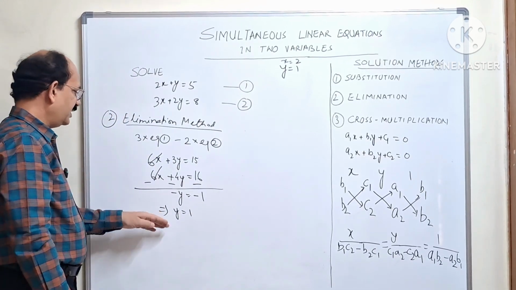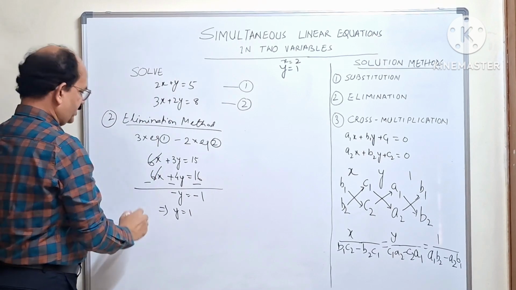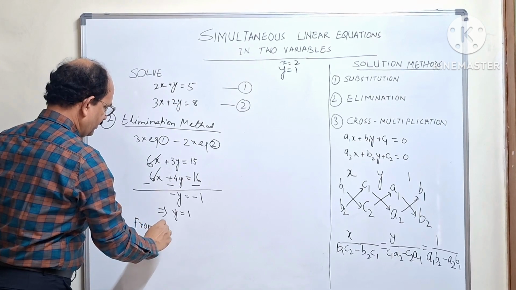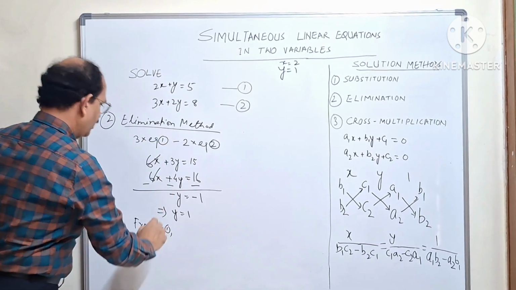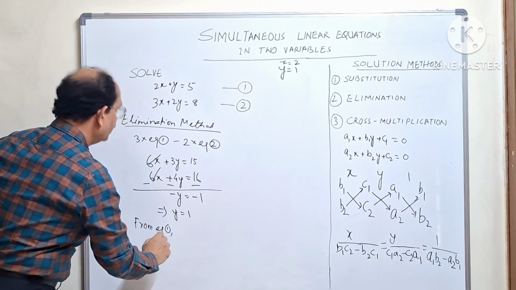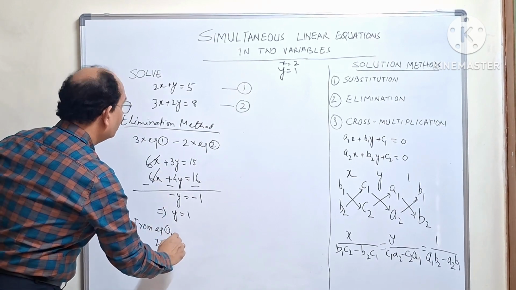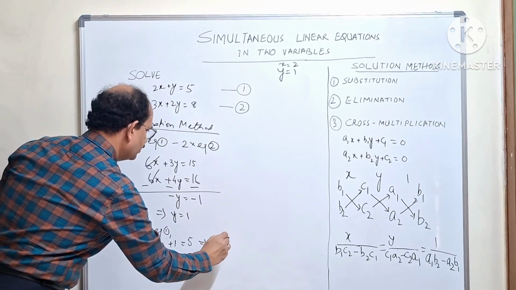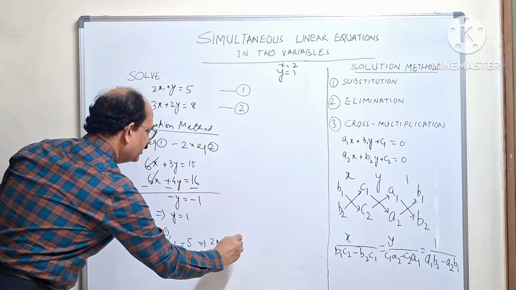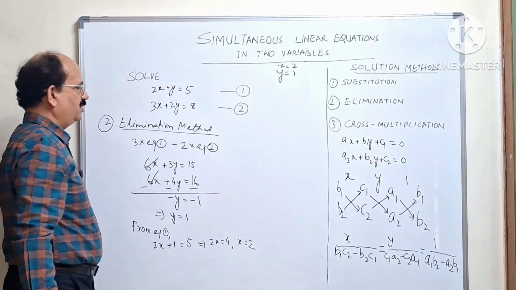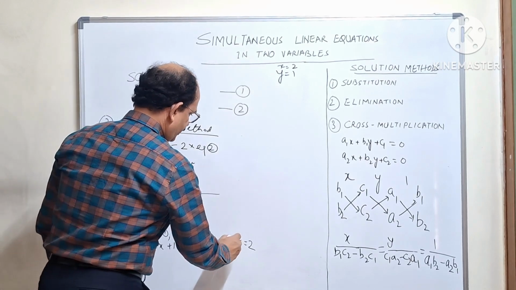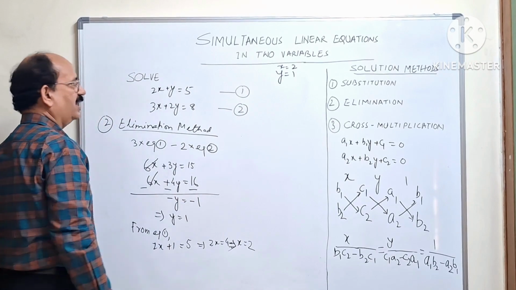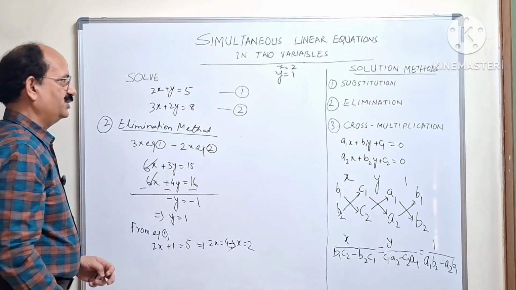And now if I have to get the value of x, then I'll use equation 1 and put this value of y. So from equation 1, it will be 2x plus 1 is equal to 5, which leads to 2x is equal to 4, and therefore x is equal to 2. Okay, so we again got the same solution, x equal to 2 and y is equal to 1.